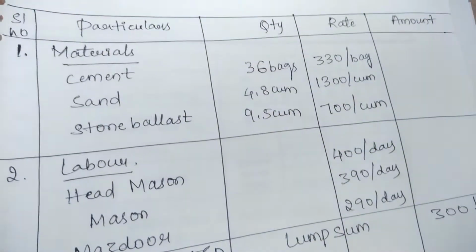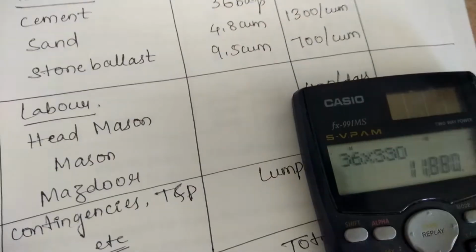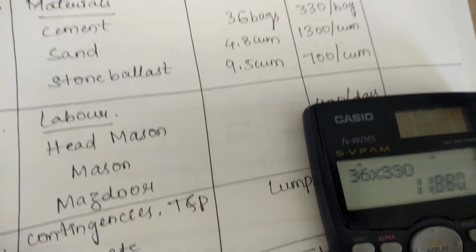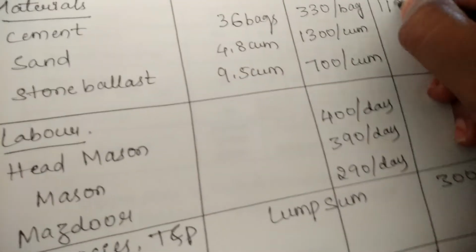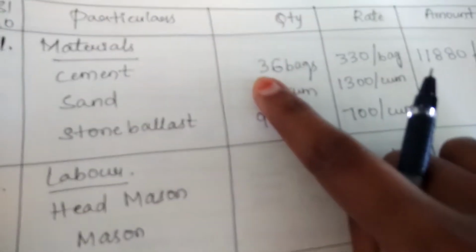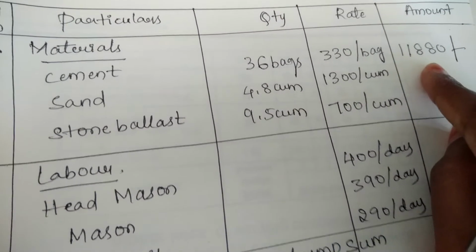You multiply 36 with 330. So 36 into 330 gives you a value of 11880. This value is the amount for the cement in rupees. That means for 36 bags, it requires 11,880 rupees.